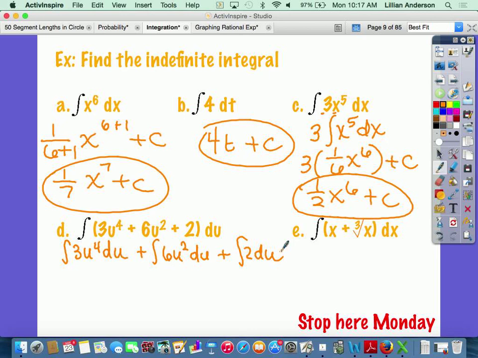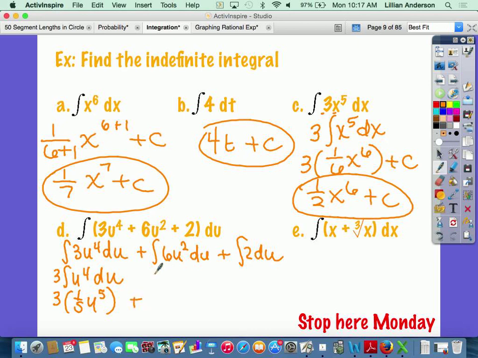So this first one, I can bring the 3 out. Take the antiderivative of u to the 4th. What's the antiderivative of u to the 4th? 1/5 u to the 5th. Now, because I have multiple things that I have to take the antiderivative of, I'm going to keep my plus c until the very end. Will it be plus 3c or just 1c? It's always going to be just plus c.